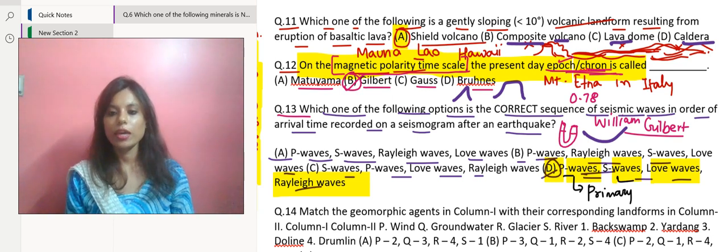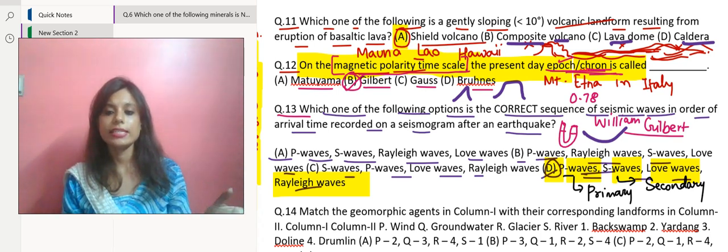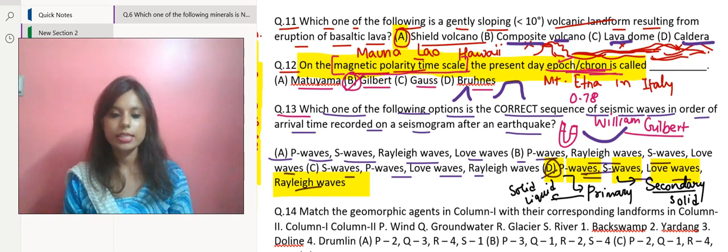What about S waves? S means secondary waves. Secondary waves, or S waves, are slower than the P waves. S waves can travel through solid rocks only, and primary waves can travel through solid rocks as well as liquid rocks. That's the major difference.